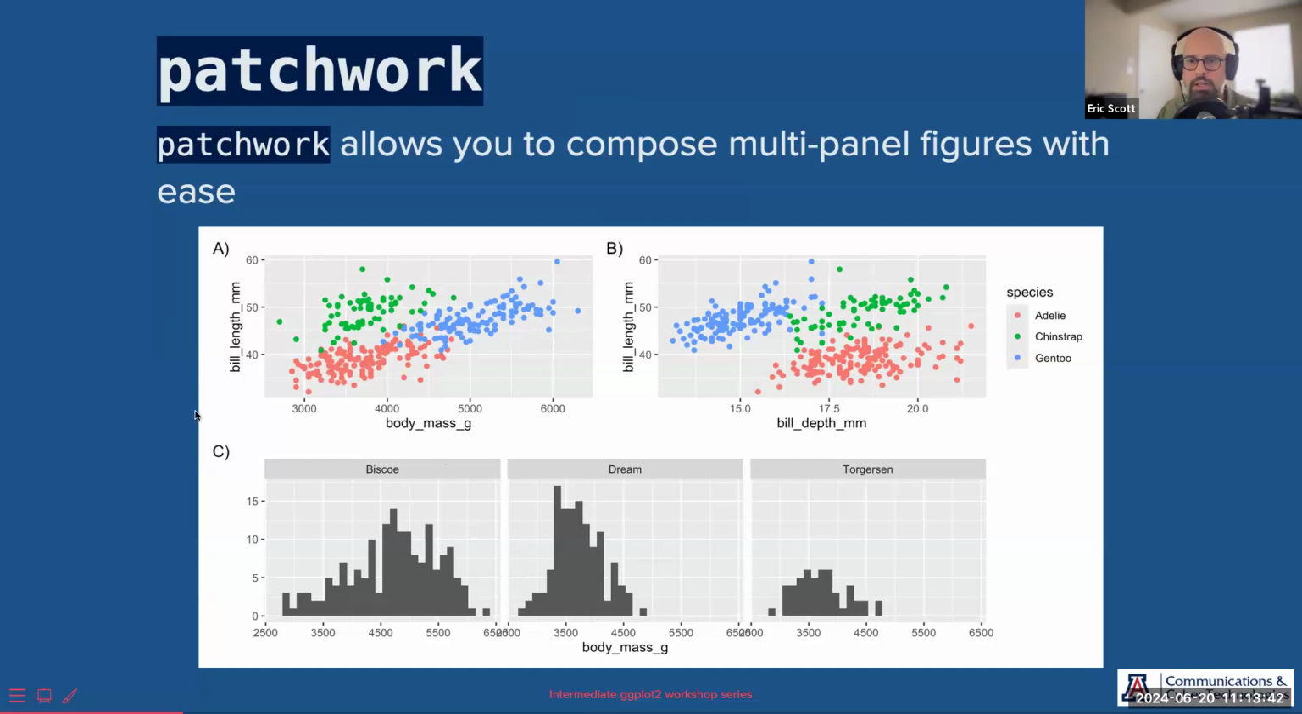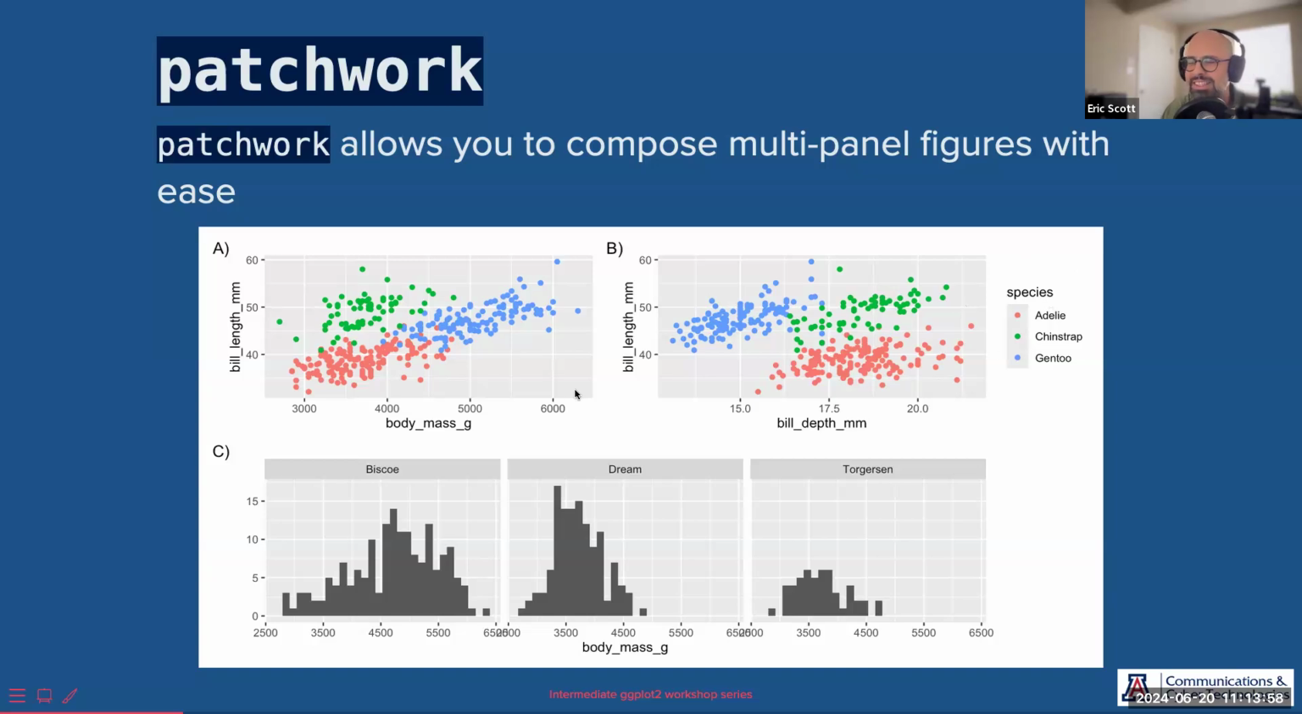Few things to notice here on this multi-panel figure I've created. One is we've just got one legend for both of these panels. So they both share the same color legend that corresponds to species, so we don't need to duplicate that. We've just got one legend here.